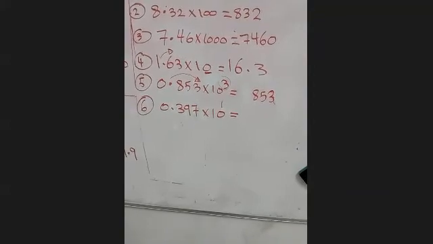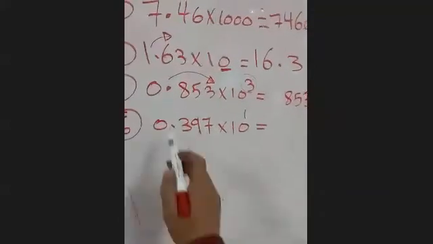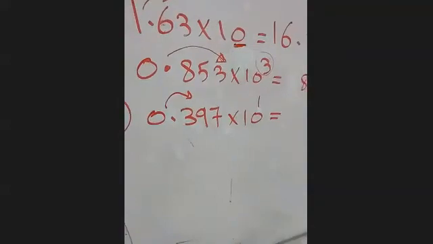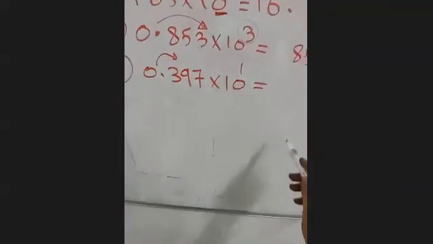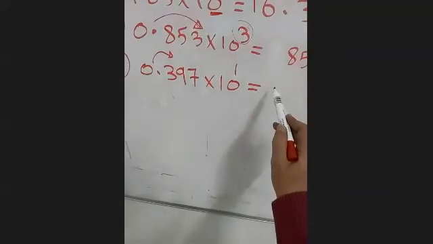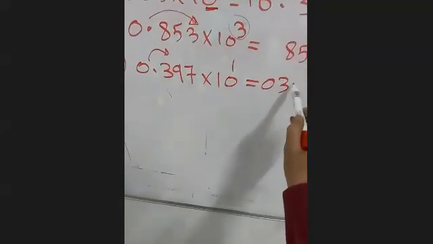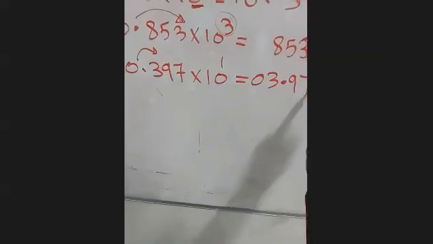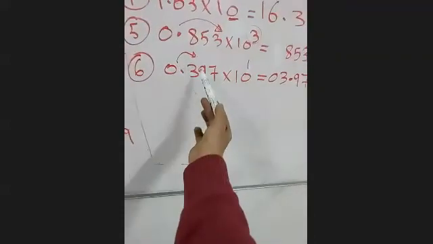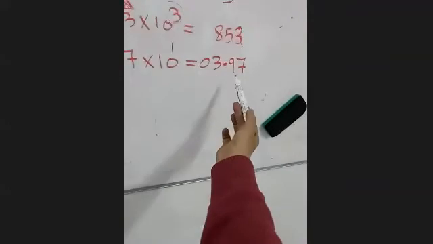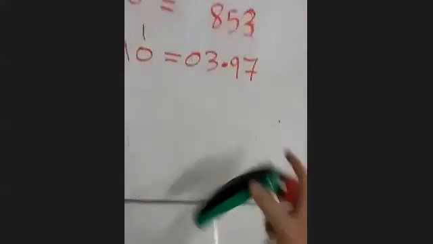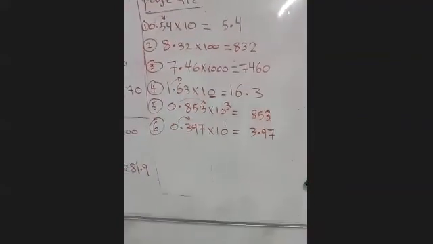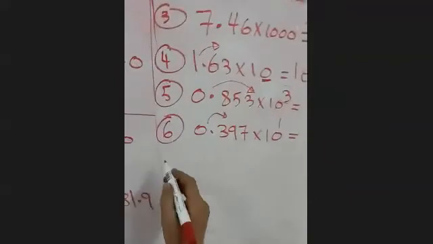We put the decimal one digit to the right, after the 3, and it will become 3 decimal 97 because the 0 doesn't have value. We push the decimal one time, it will be between 3 and 9. Now this 0 has no value, so we erase it. So the answer is 3 decimal 97 only. Excellent.